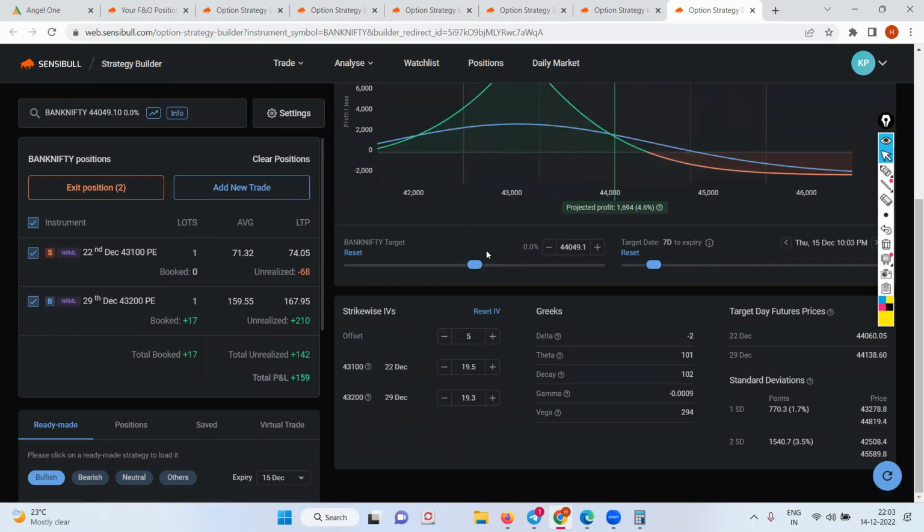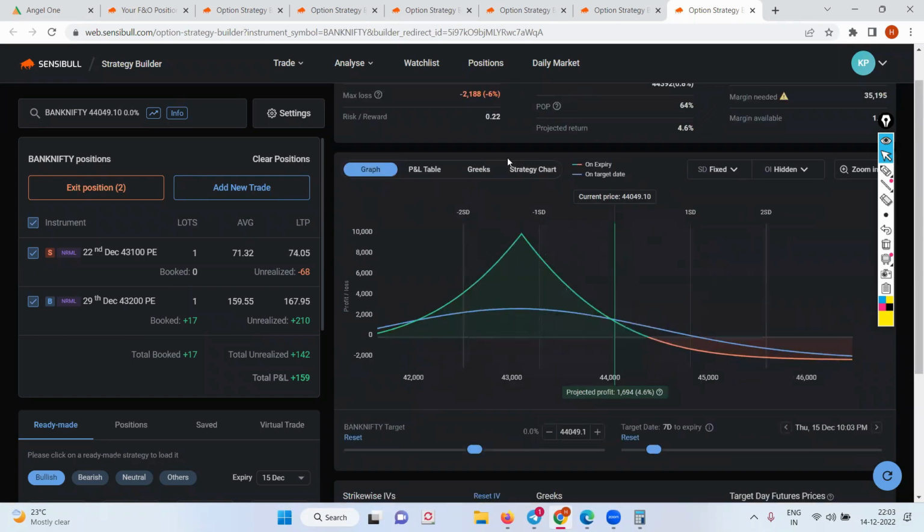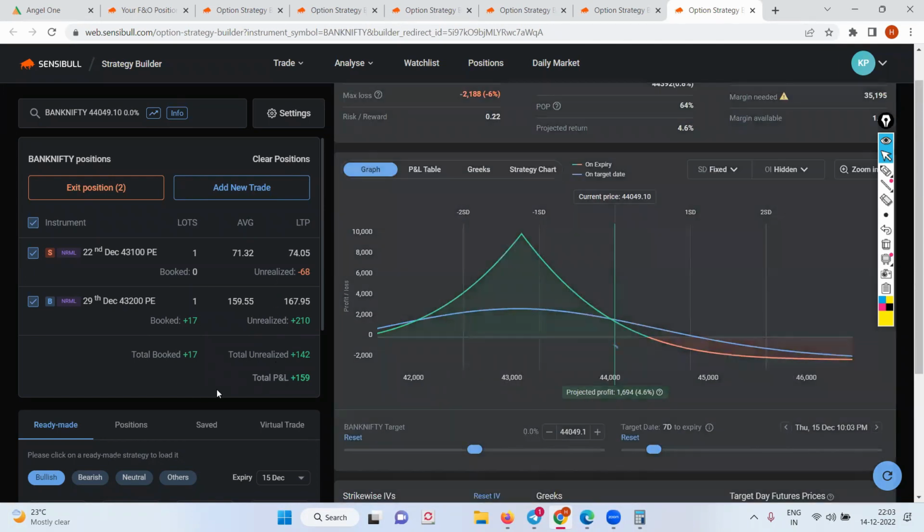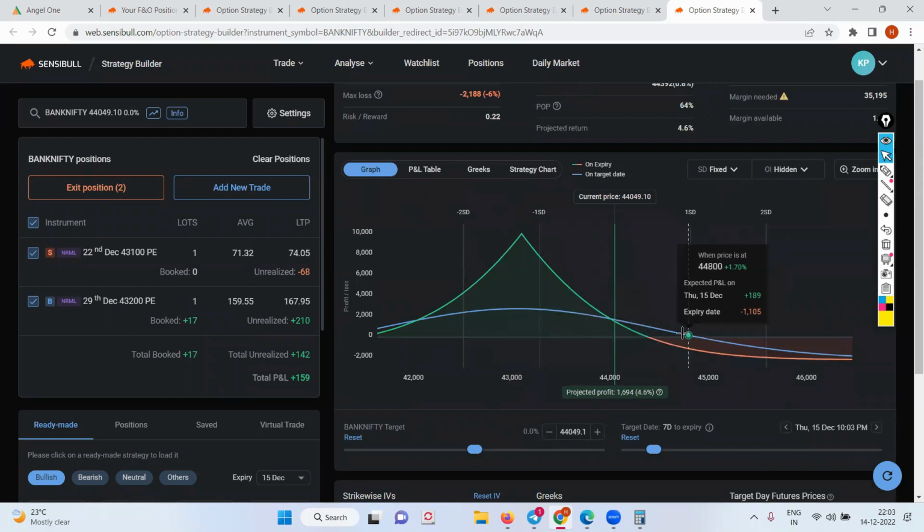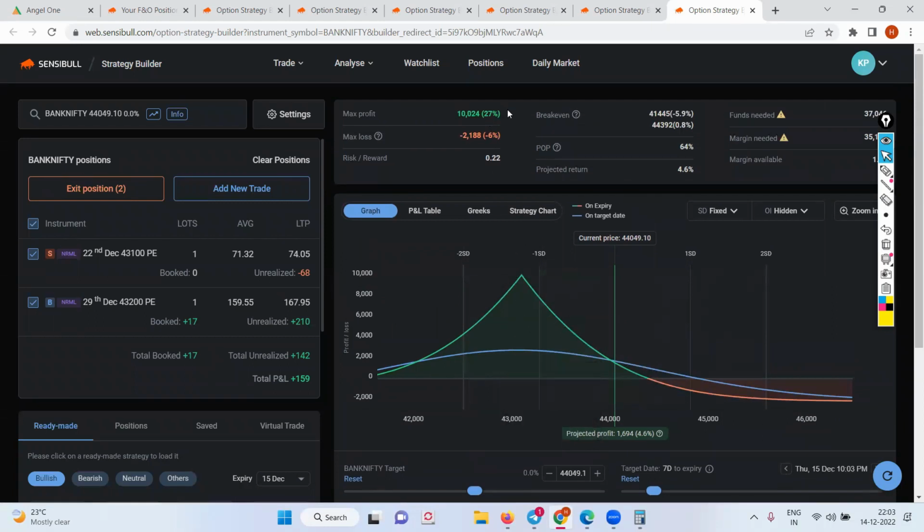It can be tomorrow, it can be day after tomorrow, this week, next week, but try to deploy more of these trades, either weekly or monthly. Accept the loss, and again next week you deploy one more calendar spread. Your loss will be like 500, 600, but the moment it gives you the profit, you will get a huge profit like this.